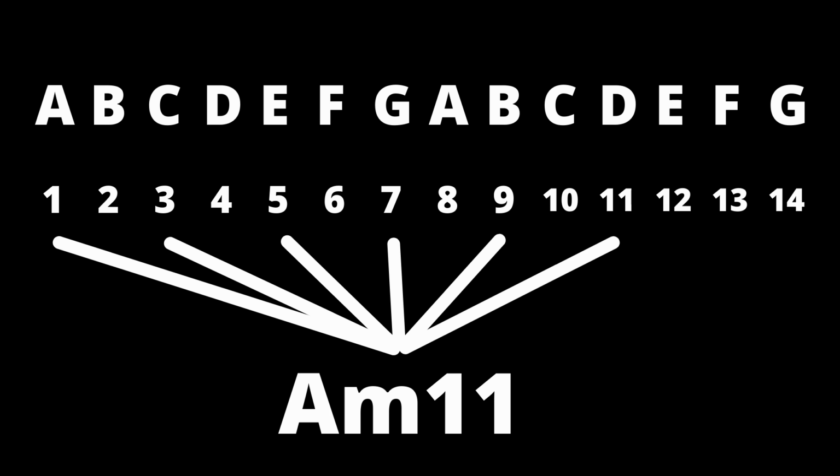The 11th note is D. This is the same as the 4th note. If you add this to the A minor 9th chord, then you get the A minor 11th chord. I appreciate this has been a bit long-winded, but now you can construct any minor 11th chord that you like.